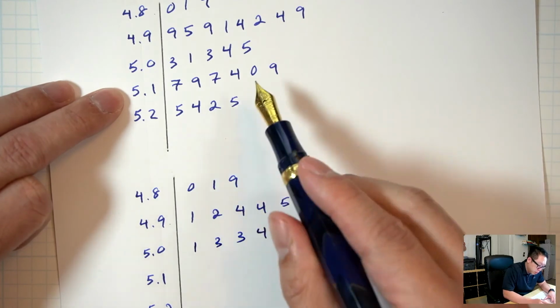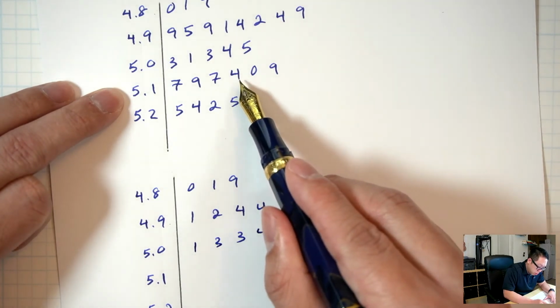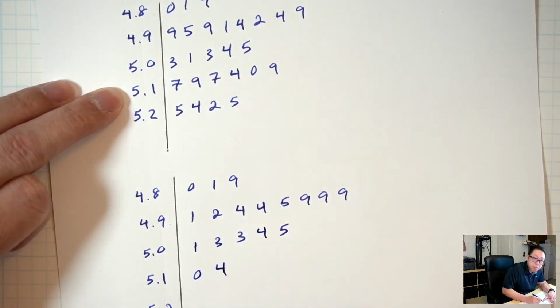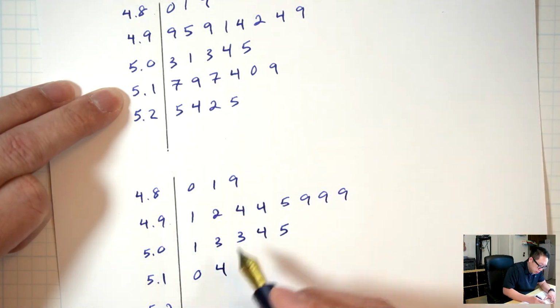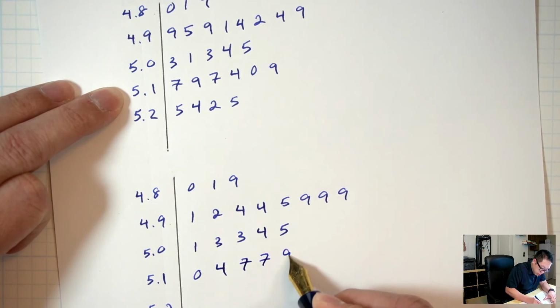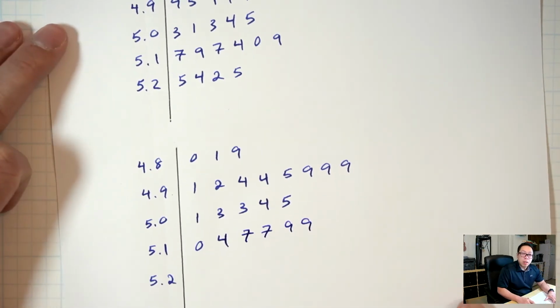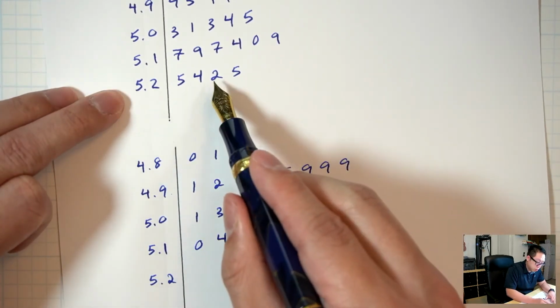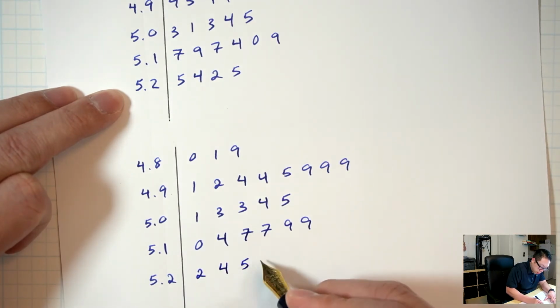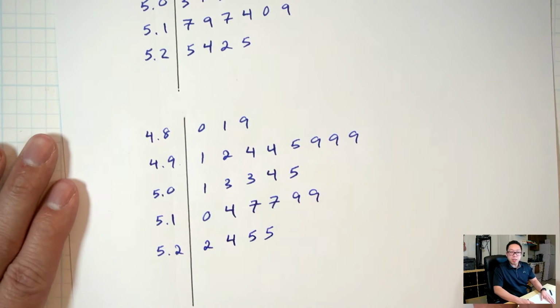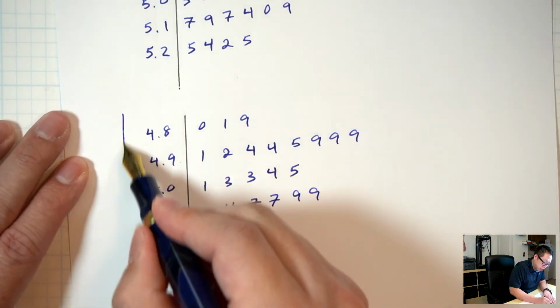5.1, 0, 4, 7, 7, 9, 9. And then 5.2, it's going to go 2, 4, 5, 5. Okay, so technically the second one is the correct answer.